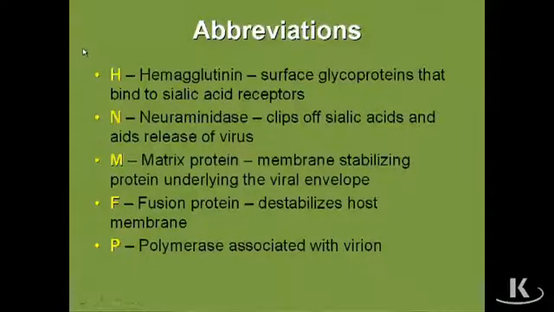All right, some of the abbreviations that you're going to see within this section are H, which often stands for hemagglutinin, N for neuraminidase, and occasionally with the influenza terminology, which is where you're going to really see those, they'll sometimes call them HA and NA for hemagglutinin and neuraminidase. M typically stands for the matrix protein, F for the fusion protein, and P for that polymerase, the RNA-dependent RNA polymerase associated with the virion.